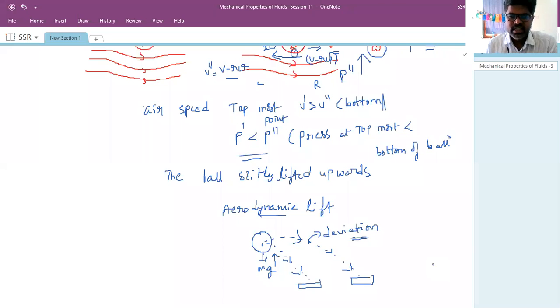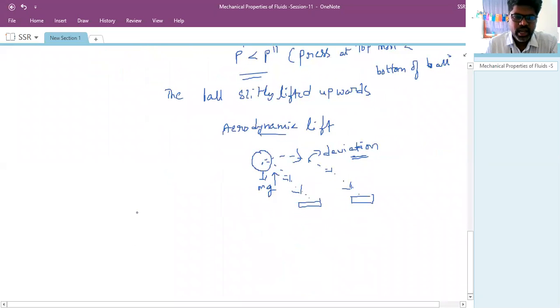That is called the Magnus effect. For the Magnus effect, you can explain this pressure difference simply by using Bernoulli's theorem. How to apply it? I will show you. Let us say the pressure at the topmost point is P dash. Then you can write the equation of Bernoulli's theorem: P dash plus half rho, where rho is the density of air, into (V plus R omega) whole square, is equal to P double dash plus half rho (V minus R omega) whole square.